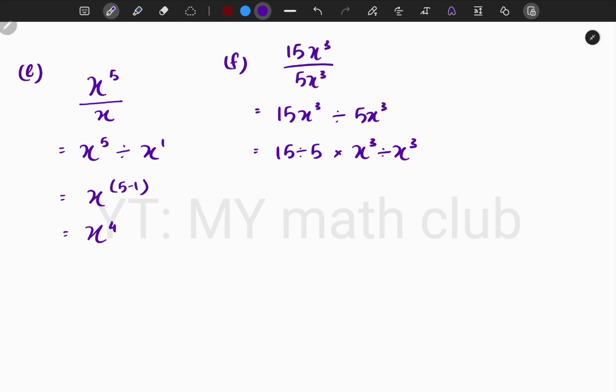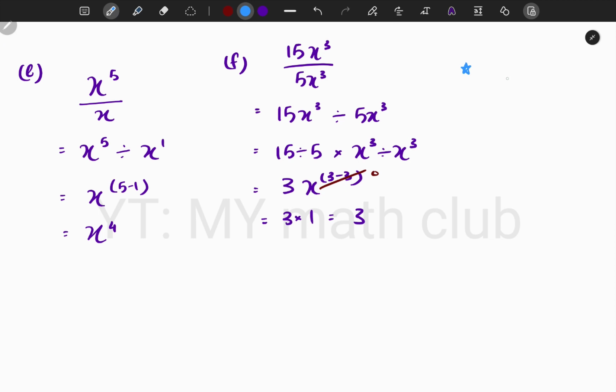So in this case, 15 divided by 5 is equal to 3. X to the power of 3 minus 3 is 0. And if you remember the rule, anything to the power of 0 is equal to 1. We can simplify this final answer as 3.